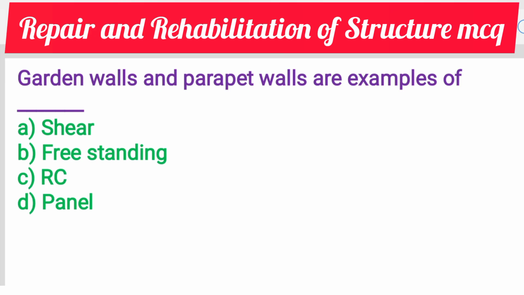Next question. Garden walls and parapet walls are examples of option A shear, option B freestanding, option C RC, option D panel. So the correct answer is option B, freestanding.